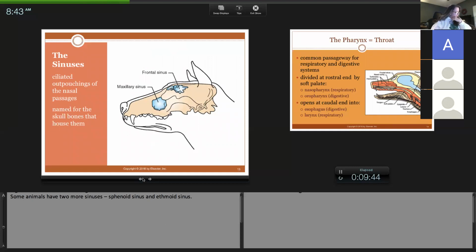It says, what is housed in the maxillary sinus? The roots of this premolar right here. So those roots communicate with the maxillary sinus. And that's what I was looking for, the 3rd and 4th premolar. It's also called the carnassial tooth.